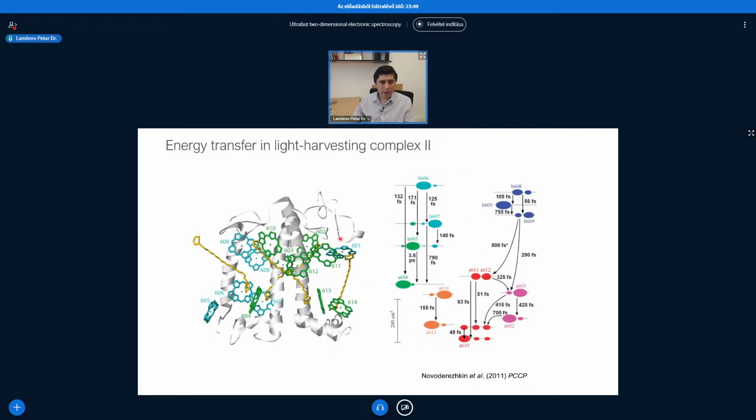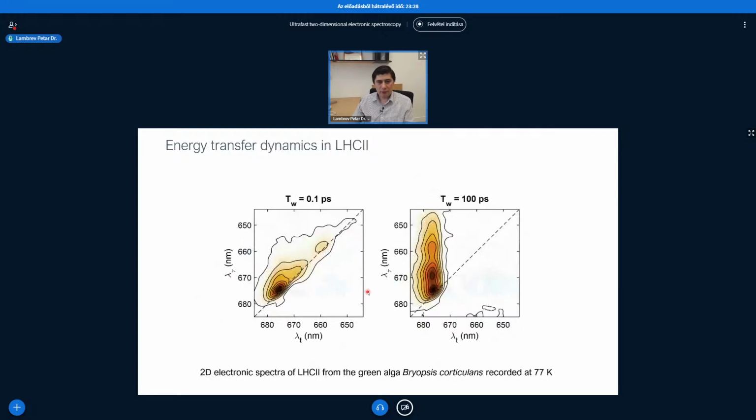Now, another very common, actually the most abundant light harvesting complex is the plant light harvesting complex 2. It has 14 chlorophylls. These are chlorophylls A and B, and because it's so important, its energy transfer has been studied for decades. But the most detailed information came from two-dimensional spectroscopy, and I just want to show you that here.